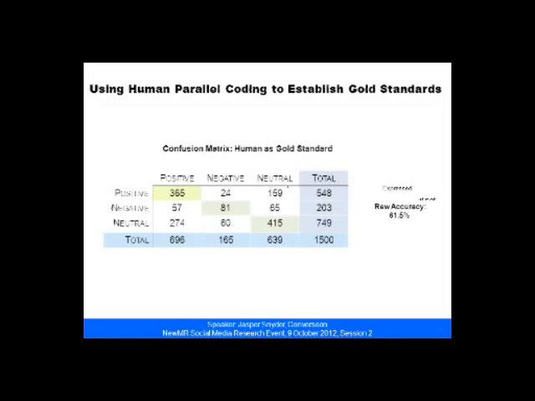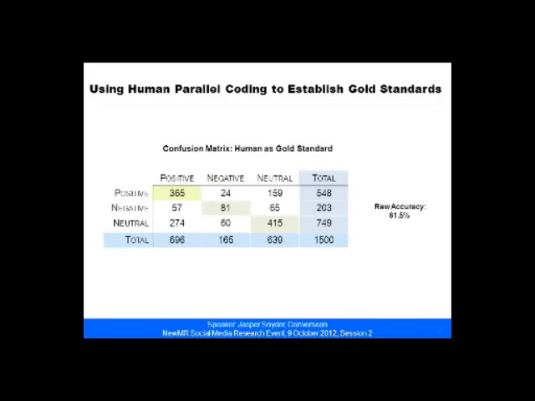So, one way of measuring intercoder reliability is to use a confusion matrix. And the green cells here, basically on the top left and bottom right diagonal, are where the two coders agree. And what we can do is to derive a raw accuracy score. So we add up the total number of instances where the two coders agree, the green cells, and divide it by the total number of instances to get a raw accuracy score of 61.5.